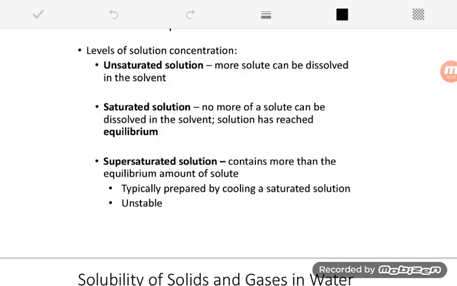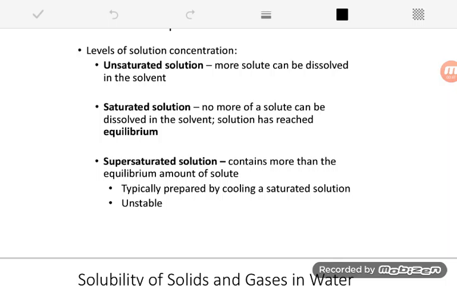But even soluble things have limits. So for instance, salt is soluble in water. But eventually, if you put enough salt in water, it's going to stop dissolving. There's just a limit to how much salt can dissolve in that water. So we can refer to these as different levels of solution concentration.